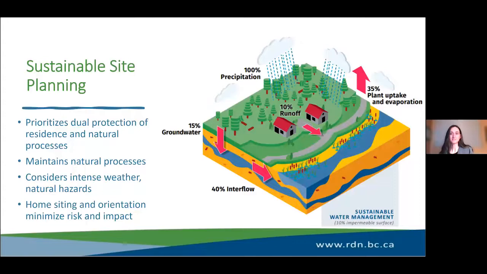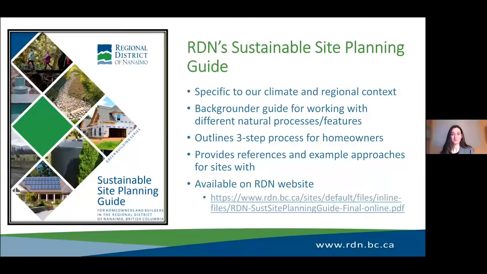This year, the RDN published a sustainable site planning guide specific to our climate and regional context. This guide provides background on key natural systems and processes and how they might interact with your home and the general area around your home. It also takes the reader through 3 key steps for sustainable siting and includes additional references to consult along the way. It also provides some examples of options to consider when working around specific types of natural features. And overall, it's a pretty great backgrounder for those looking to build in our area while also reducing their impact. A lot of the things in it lead directly into climate resilience.